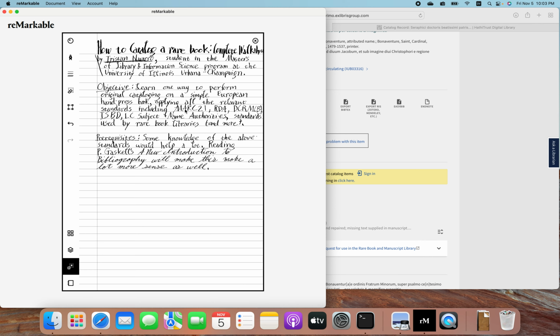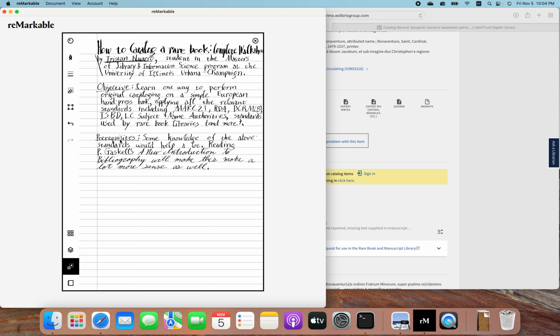You're trying to describe the book as it presents itself. The main standard that we're using is DCRMB, which is Descriptive Cataloging of Rare Materials for Books. They have standards for manuscripts, for music, for serials, for I think even some other things, but we're just going to focus on books today.